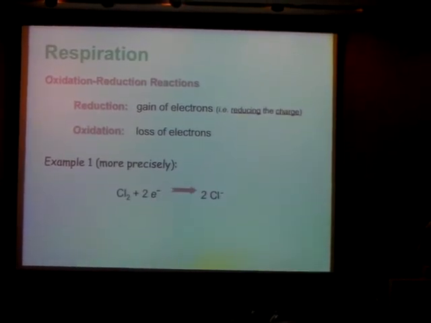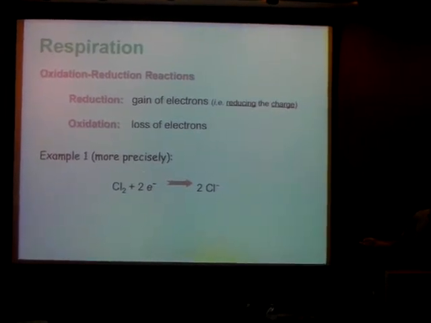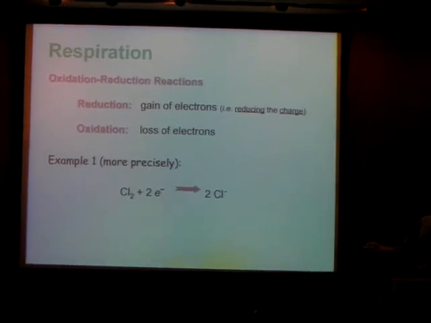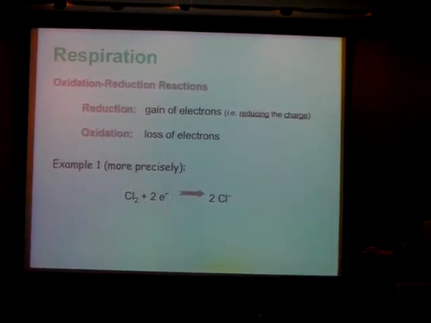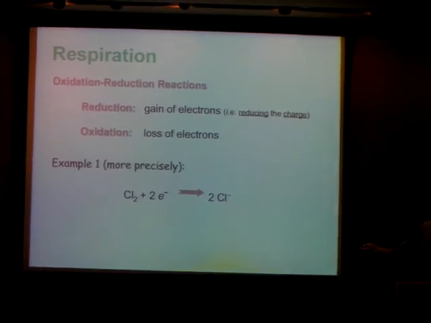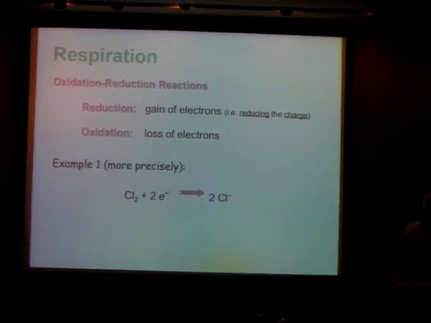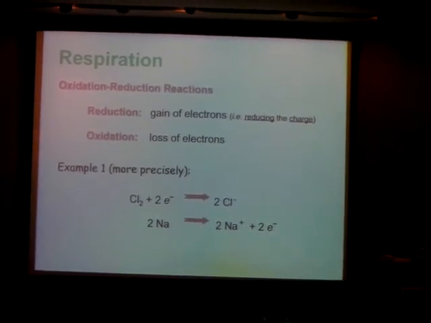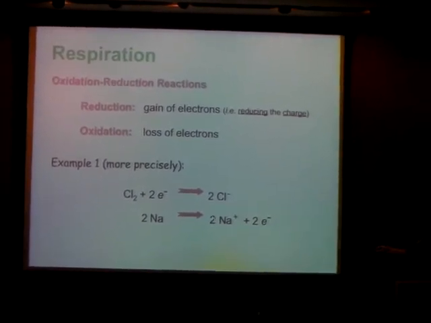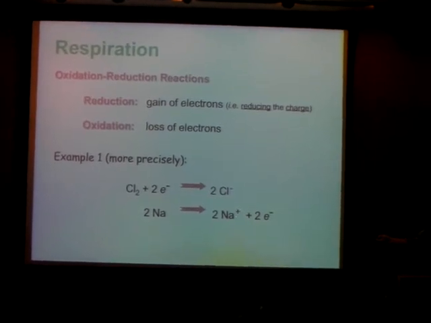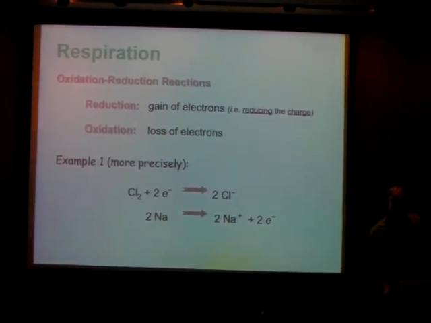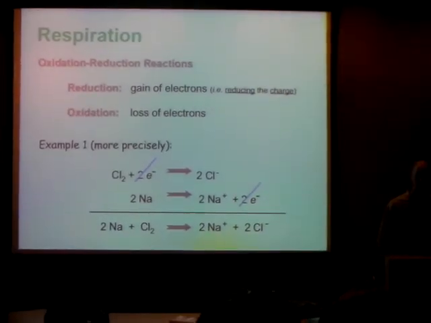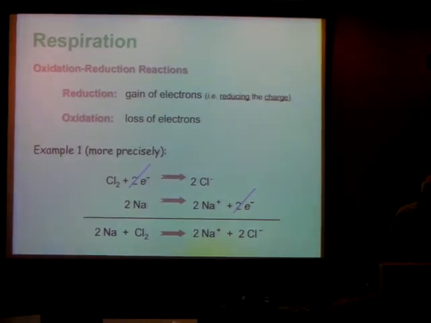So more precisely, chlorine actually exists as a gas in this molecule form. And so 2 electrons are actually being added to the valence shells of chlorine, to make them ions. And then there are 2 molecules of this metal, sodium, a type 1 metal. And so it's actually releasing its electrons, becoming also an ion. So that's the sum of those reactions.